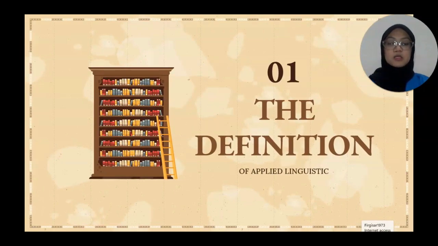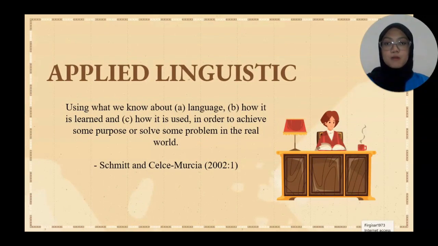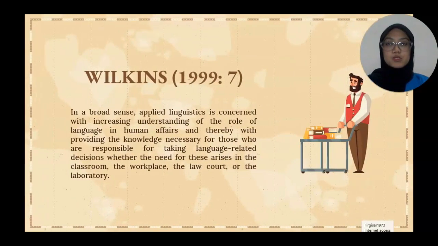First is the definition of applied linguistics. Applied linguistics is using what we know about language, how it is learned, and how it is used in order to achieve some purpose or solve some problem in the real world, from Schmitt and Celce-Murcia in 2002. The definitions proposed are many and varied, as evident in a definition given by Wilson.